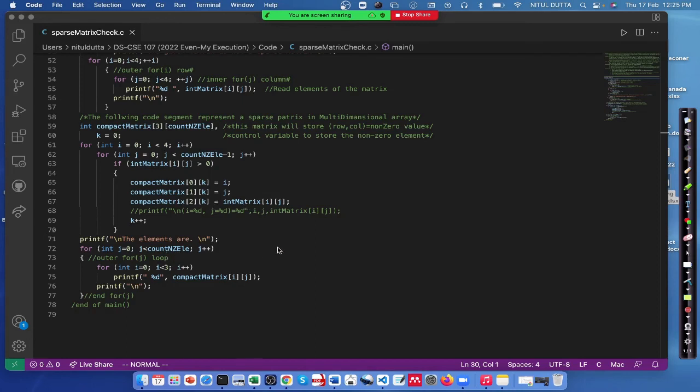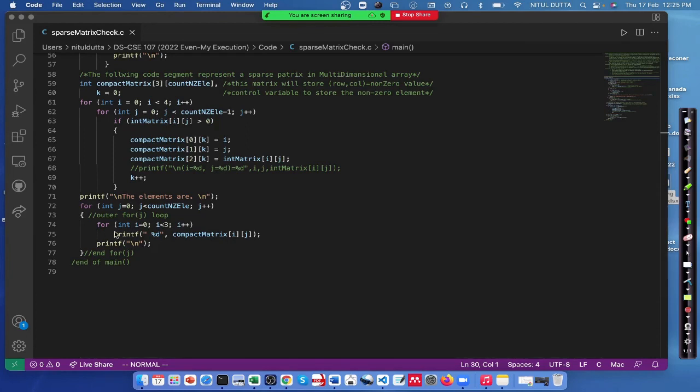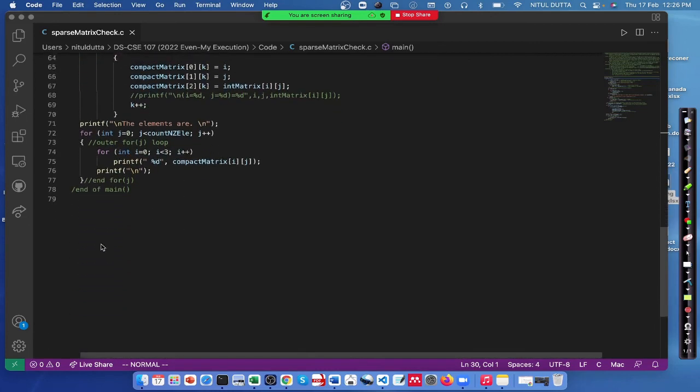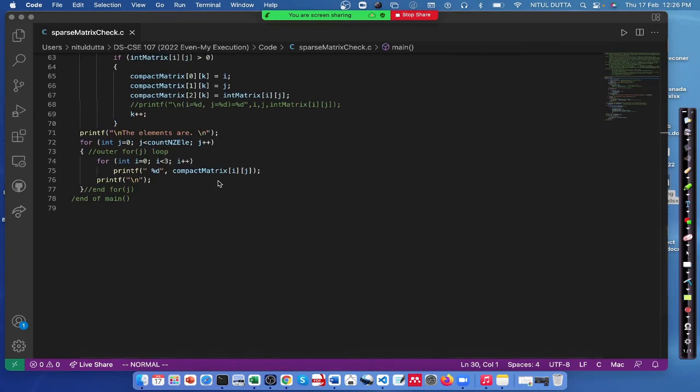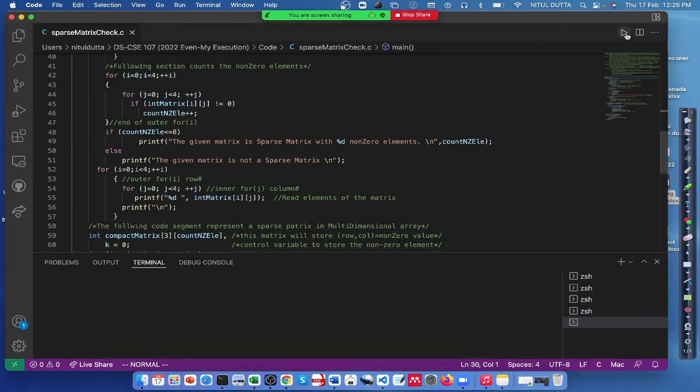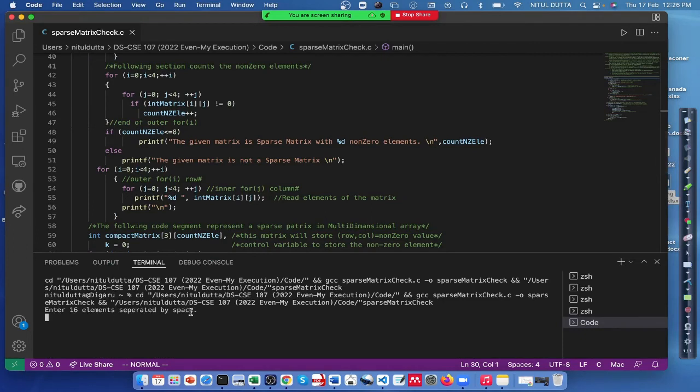And finally, I'm also showing the content of the sparse matrix and the content of the compact matrix. This is the simple program. Let us execute this program. Here I have to enter 16 elements, separated by a space. This statement is very clear. You can enter 16 elements.